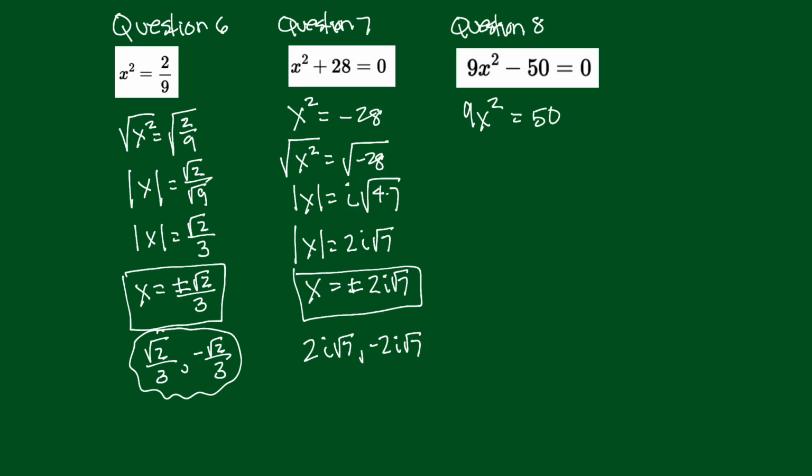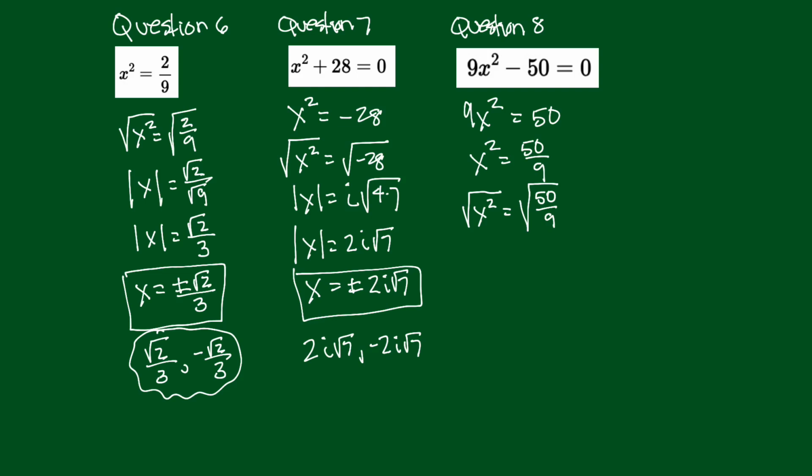And now I'm going to divide by 9. You know, I don't have to, but I'm going to divide by 9, so I'll get x squared equals 50 over 9. And now I'll take square roots. Square root of the left side looks like this. Square root of x squared equals square root of the right side. I'll get square root of 50 over 9.